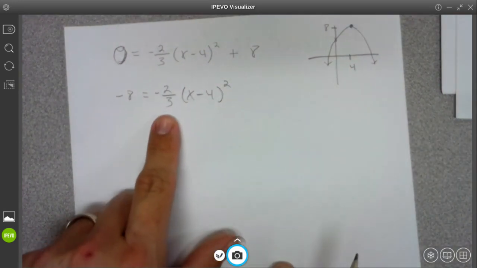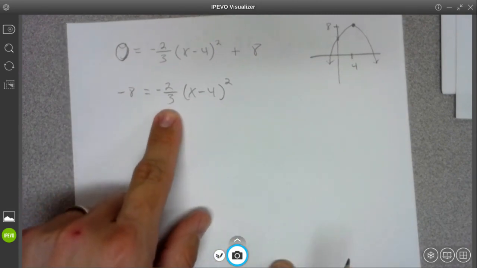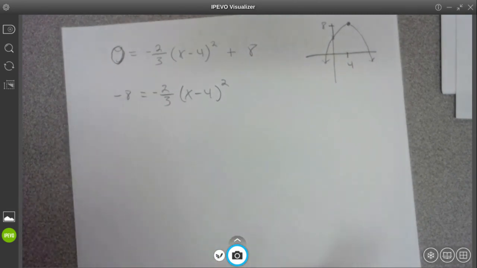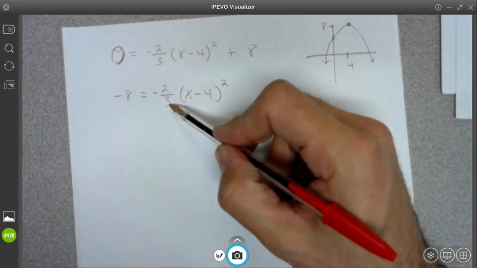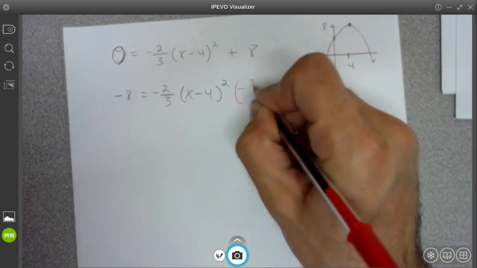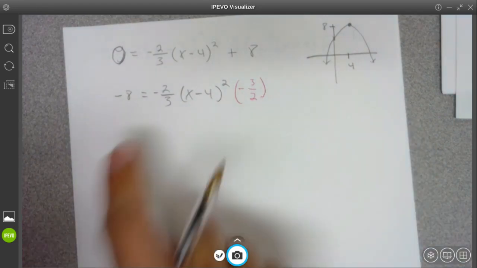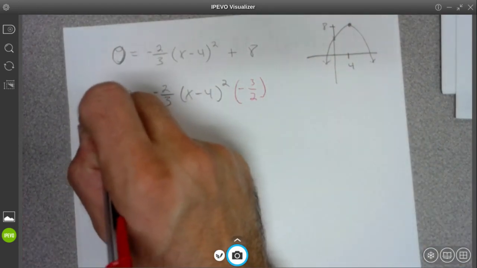When you have a fraction here, you could divide by negative 2/3 if you wanted to. The way that I've always handled it is we're going to multiply by its reciprocal. So remember, reciprocal is when you flip the fraction. So I'm going to multiply both sides by negative 3/2. Notice the negative was still there. And we'll multiply this side by negative 3/2 as well.